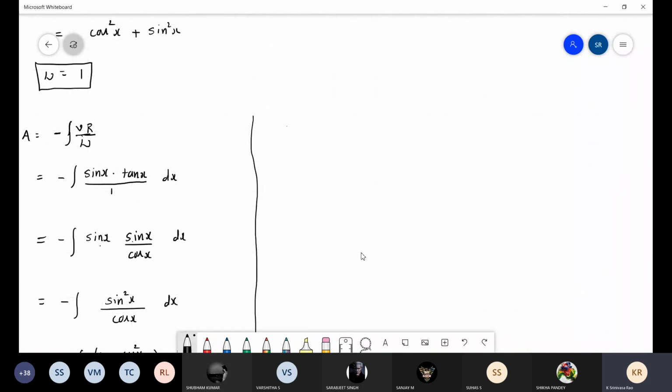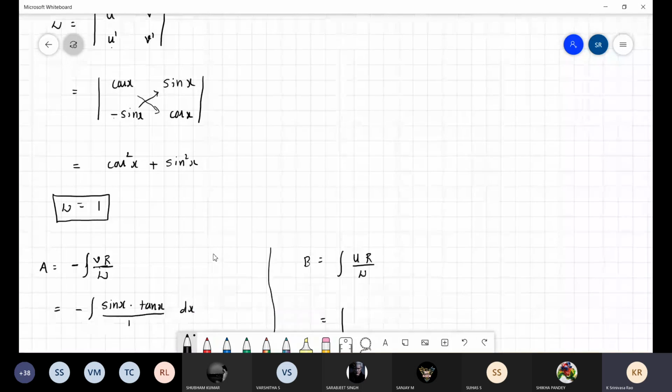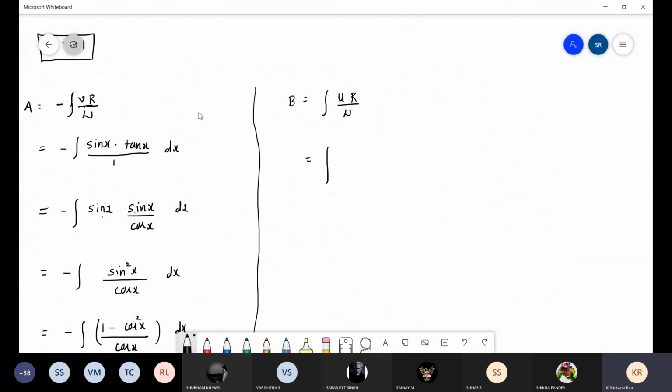Now I will calculate B. B is equal to integration of u R by omega. And this, I will tell you, you will get one compulsory problem from variation of parameters. We have few standard problems, like 6 to 7 problems. If you are thoroughly perfect with them, you can score 7 marks easily in this method. Substitute: what is u? u is cos x. R is tan x, by omega which is 1, dx.